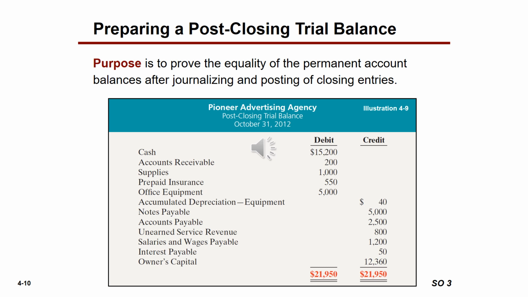It tells you here that the purpose of this is to prove the equality of the permanent account balances after journalizing and posting of the closing entries.